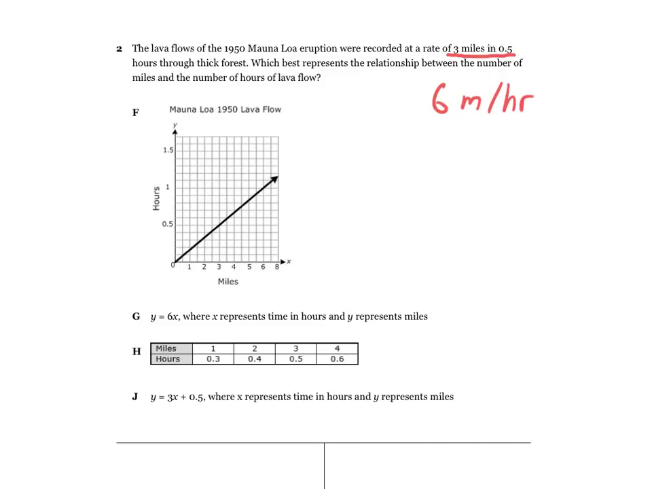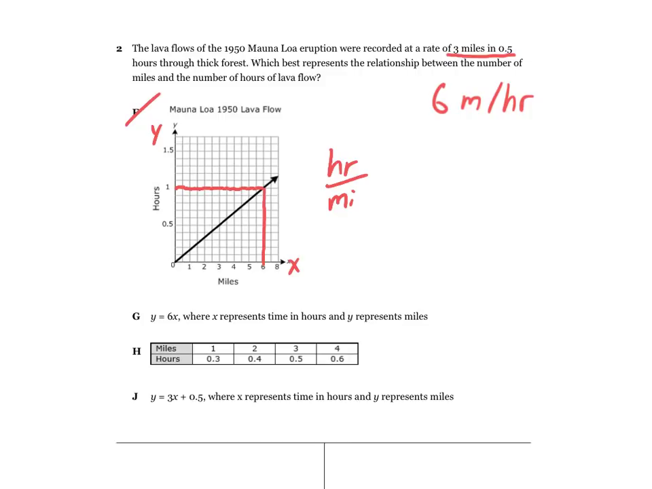If you chose F, I feel bad just because F looks really, really close. If you look at it, here's 6 miles, and it looks like we do that in 1 hour, which sounds great, but here's the problem with that. This is our change. This is our Y here. This is our X here. This is saying hours per mile. We need miles per hour, so F is going to be out.